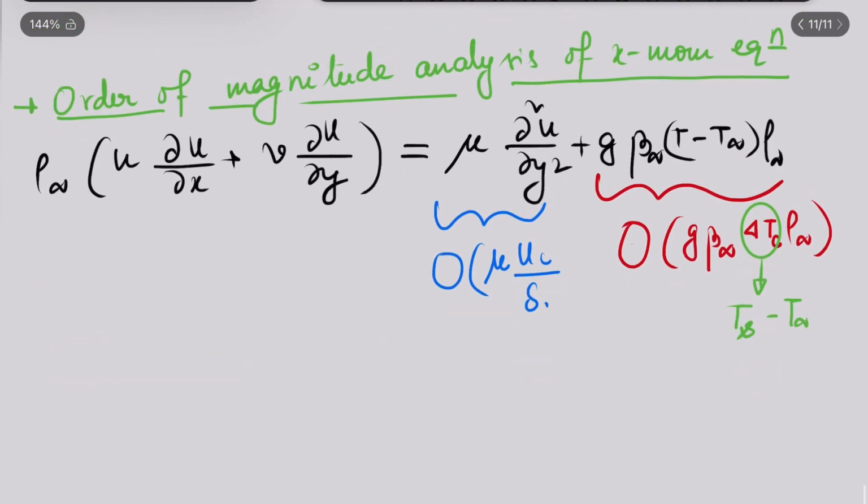So I say that my delta is of the order of delta naught, so this will be delta naught square. If you are having trouble understanding how I am getting this mu into uc by delta naught square, I suggest you go back to the convection lectures. I have already declared that you must have studied forced convection, or at least the boundary layer theory.